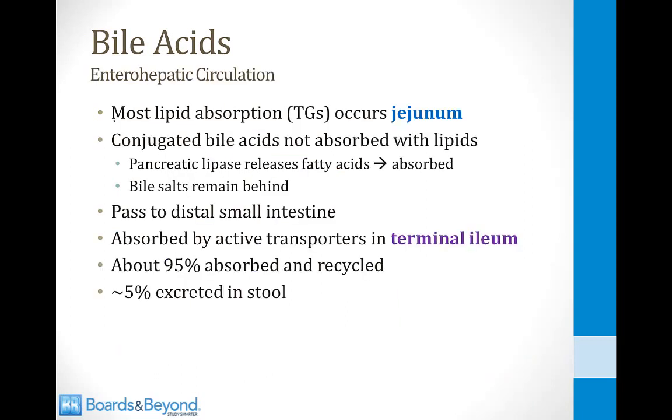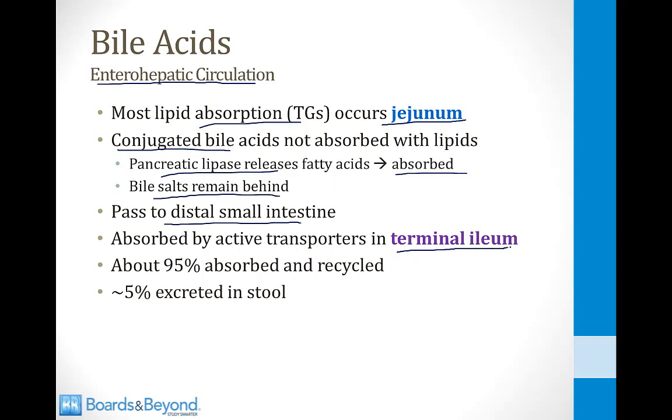Now let's talk about what happens to bile acids and bile salts once they reach the intestines. They do not all pass out with the stool. Some of them are reabsorbed. This is called the enterohepatic circulation. So most lipid absorption of triglycerides occurs in the jejunum, but conjugated bile acids are not absorbed with the lipids. Pancreatic lipase releases the fatty acids and those get absorbed by enterocytes, but the bile salts remain behind. They then pass to the distal small intestine and they're absorbed by active transporters in the terminal ileum.